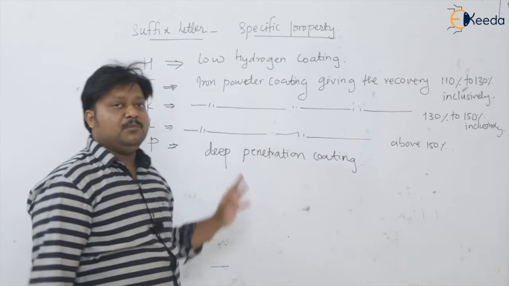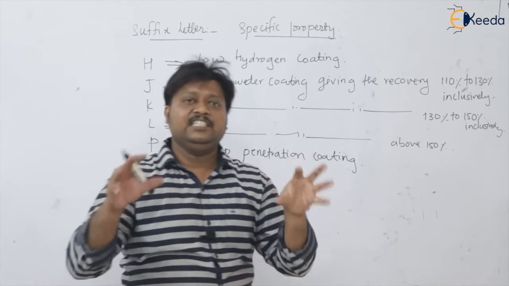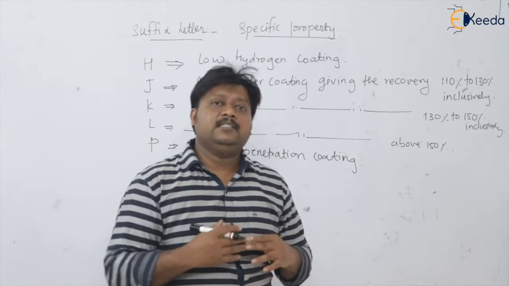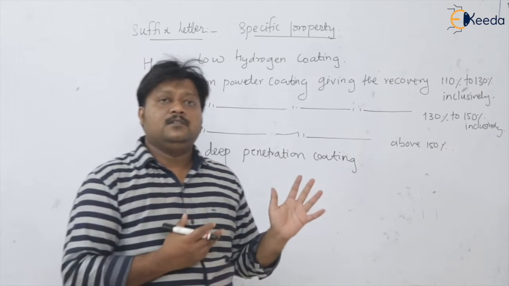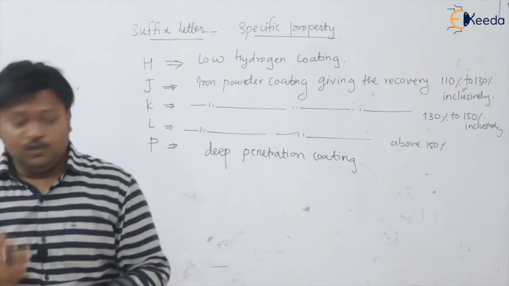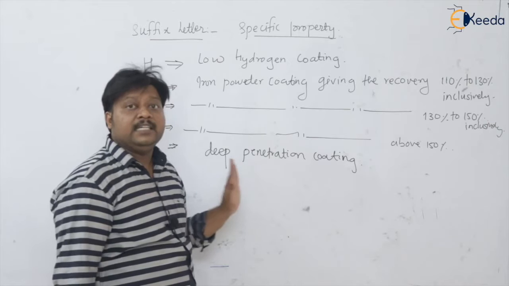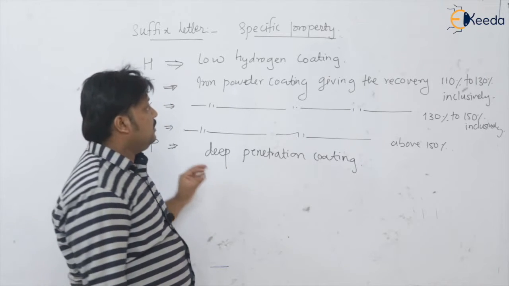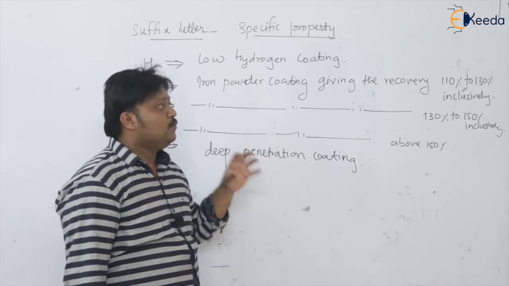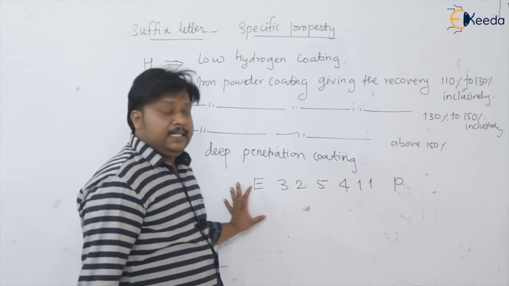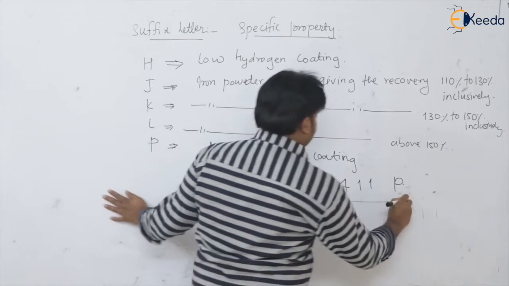So just remember that there is a prefix, then there is a 6-digit actual code, and sometimes it is followed by a suffix. This is how we can code the electrodes. Understood? Now I will take one example so that we can see how the codings are provided. Let us take an example of this electrode.